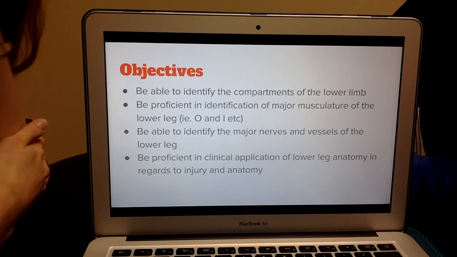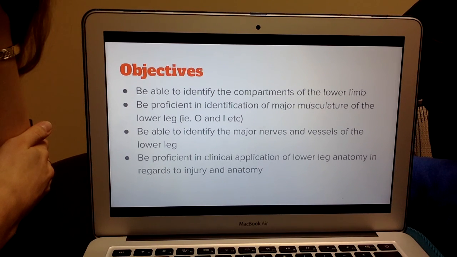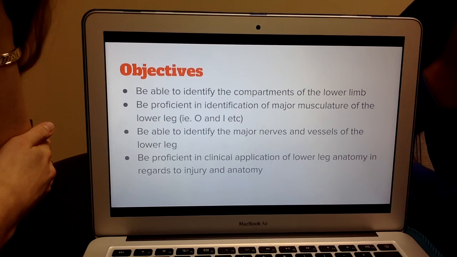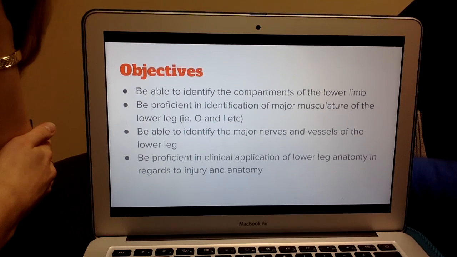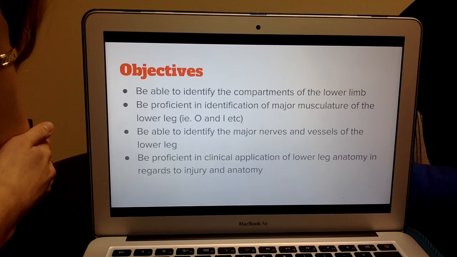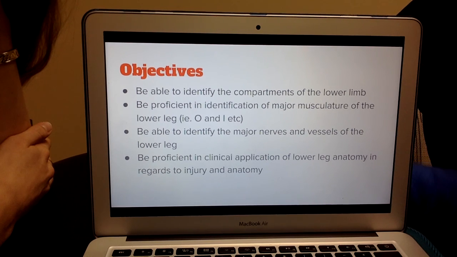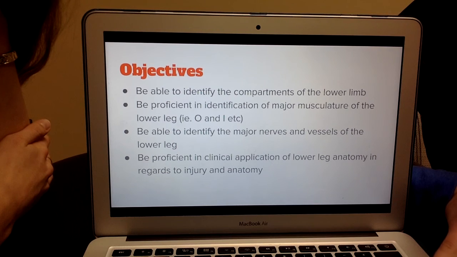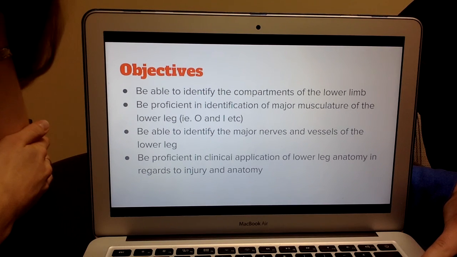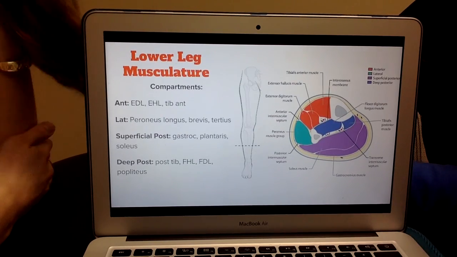So our objectives: first, be able to identify the compartments of the lower limb; be proficient in identification of the major musculature of the lower leg, like the origins and insertions, as well as the actions and innervations; be able to identify the major nerves and vessels of the lower leg; and then become proficient in clinical application of the lower leg anatomy in regards to injury and anatomy.